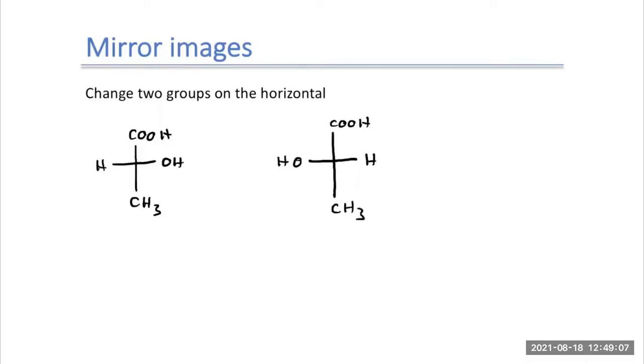If you switch those two groups on the horizontal, now you have mirror images. So here we have R. Here we have R, lactic acid. And here we have S, lactic acid. And so you can see this if we look at the tetrahedral.